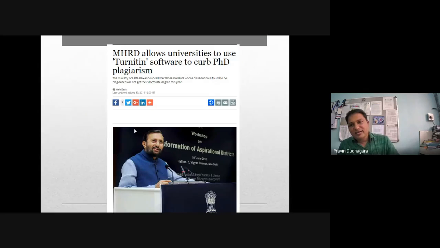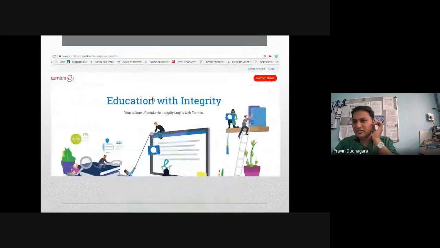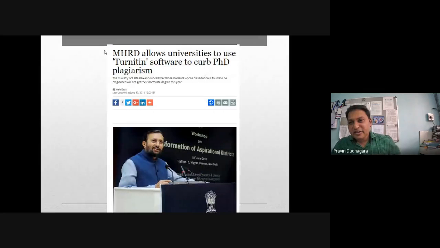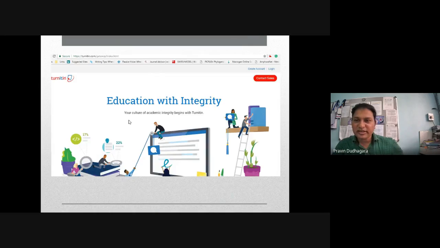MHRD allows universities to use the Turnitin software to curb PhD plagiarism. I'm not aware whether it is applied to the bachelor course in engineering or not. But in 2018, the draft and everything was already ready, and it was announced by the Union Minister of MHRD, Minister Javadekar, that Turnitin is one software, developed by some company. The government used the Turnitin software to curb the plagiarism generally found in PhD theses. And this is the GUI of Turnitin. No doubt, it is not a free software.